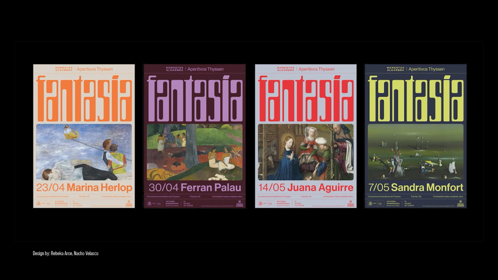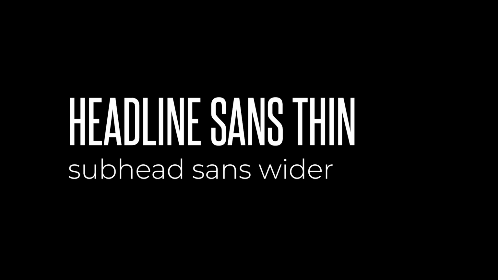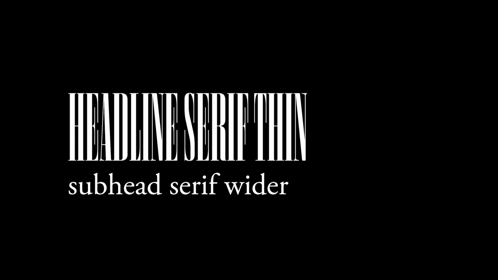Or in this series of posters where Fantasia is a fancy display typeface and the rest of the poster type is sans serif. Tip number 4, you can use different font widths within the same typeface category. So one that is more condensed and one that is normal width, or you can do one that is wider and one that is normal width. You can do this with a sans serif or a serif.